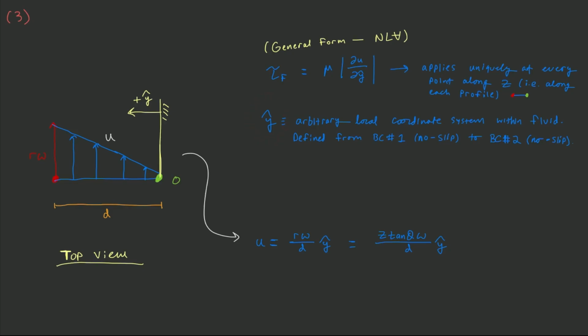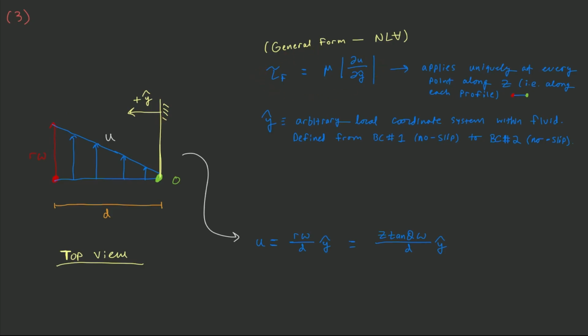We'll note that y hat is just some arbitrary local coordinate system within the fluid, defined from BC number 1, which is defined with no slip, to BC number 2, which is also defined with no slip. In other words, the local coordinate system goes from our first boundary condition to our second, and in our case both are defined with no slip. So our local coordinate system goes from the wall to the conical viscometer: no slip at the wall, no slip at the conical viscometer. That's why we have y hat, which is positive up to the conical viscometer, defined as 0 at the wall.